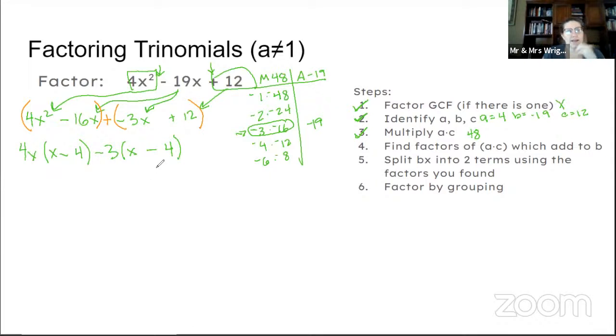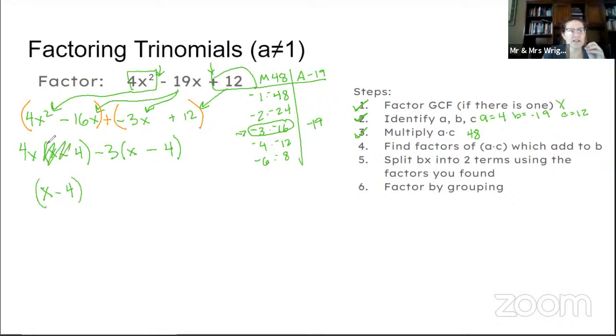Okay. Now, I can see that I've got like terms here. And I've got two terms, and within these terms, I have a common factor. And the common factor is x minus 4, okay? Because this is x minus 4 times 4x. And this is x minus 4 times negative 3. So my common factor in both of those terms is x minus 4.